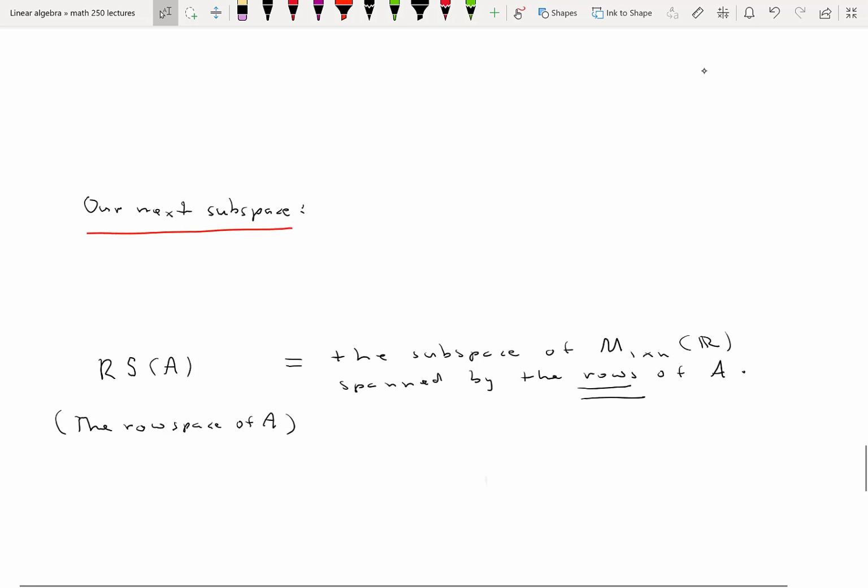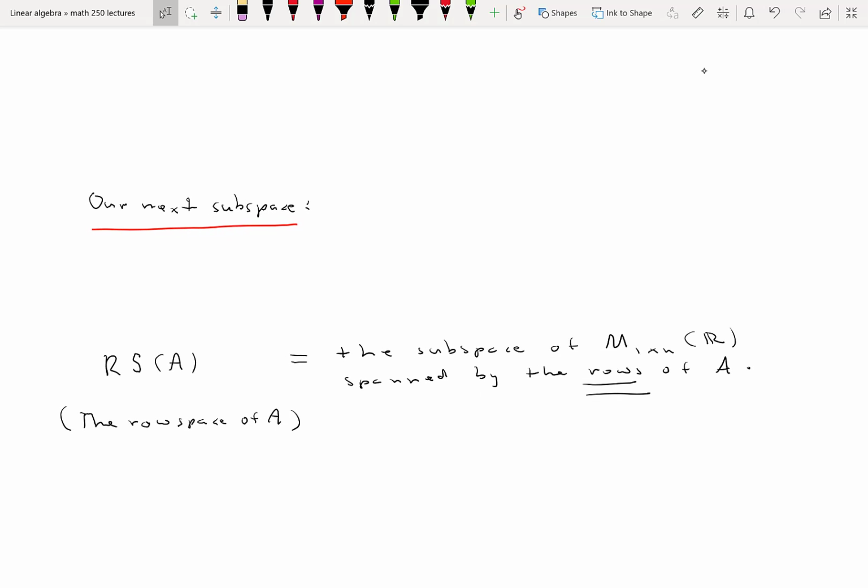We're still considering the m by n matrix A. So let A be an m by n matrix. We just finished looking at the null space of A, the set of all solutions to the homogeneous system, where A is the coefficient matrix.